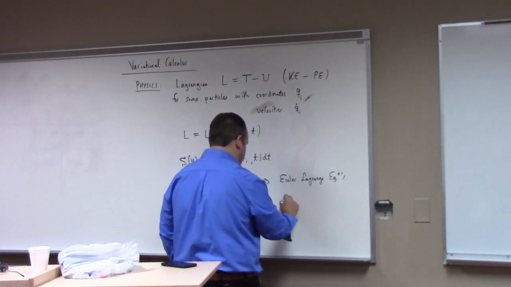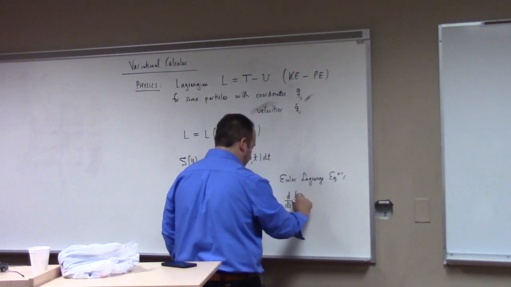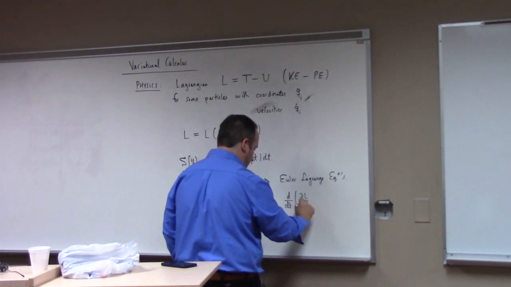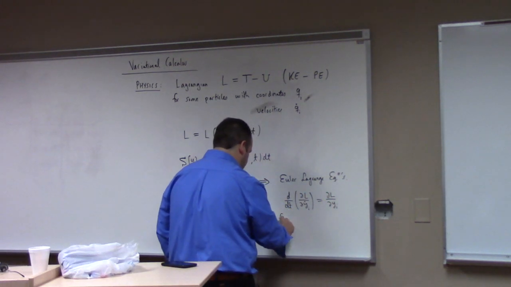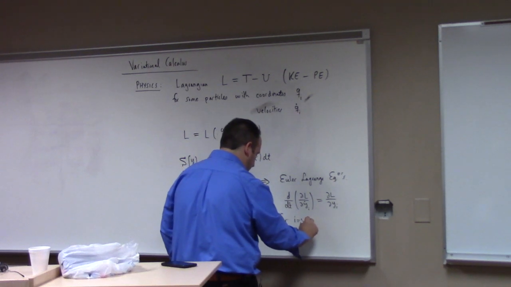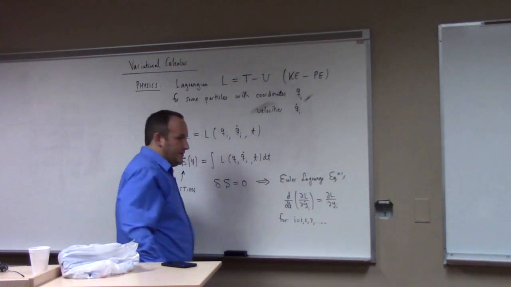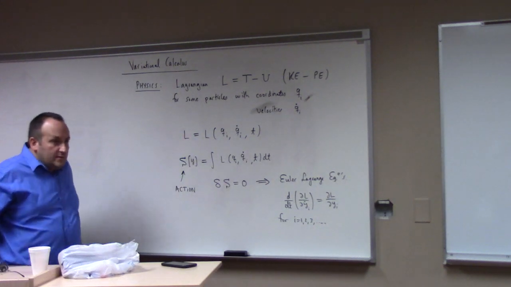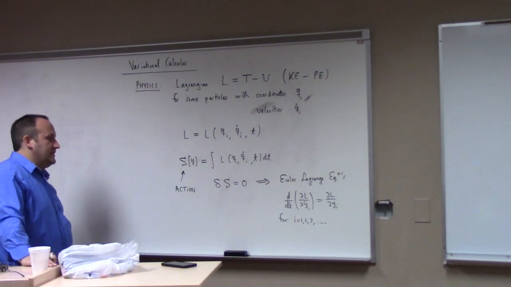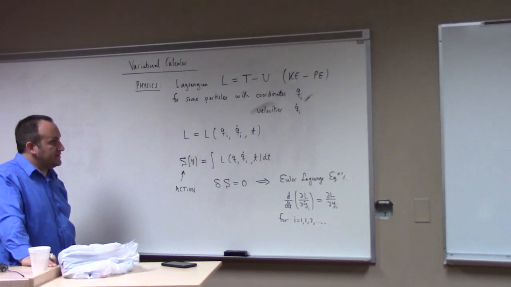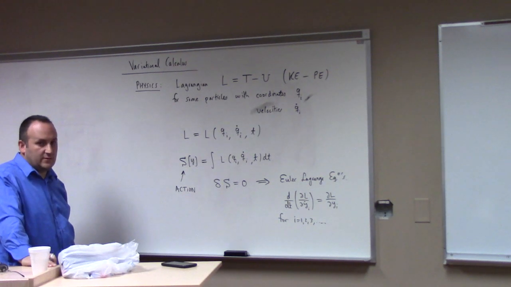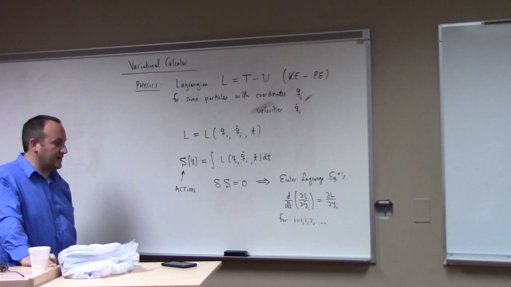And in particular, those are the following. d/dt of partial L partial q_i dot is equal to partial L partial q_i, for i equals 1, 2, 3, however many coordinates you need to describe your system. And so this is the so-called energy method in classical mechanics. We write down the Lagrangian that describes the system, find the Euler-Lagrange equations, and those take the place of Newton's laws. So instead of thinking about forces, we think directly about energy.